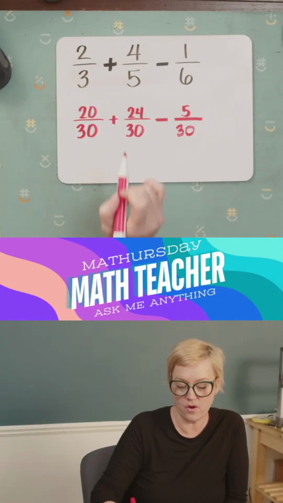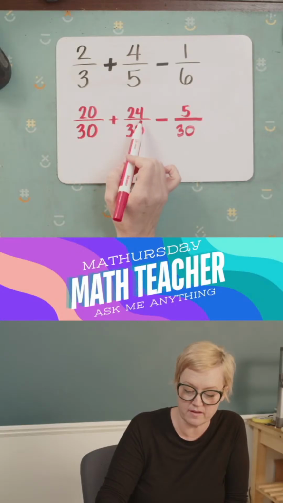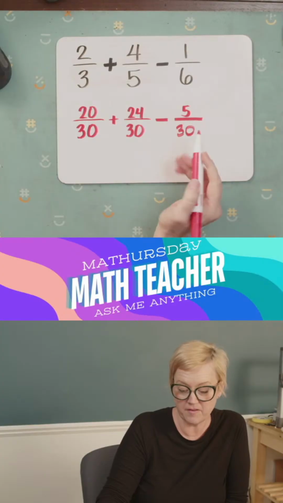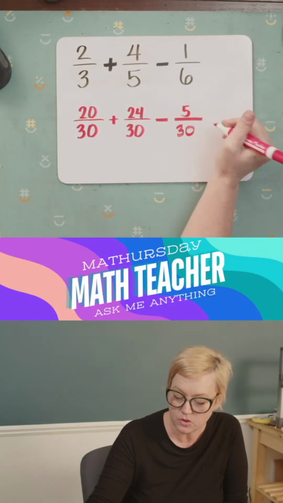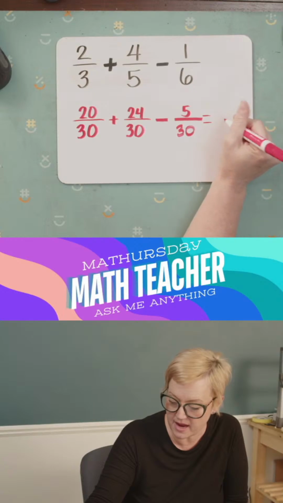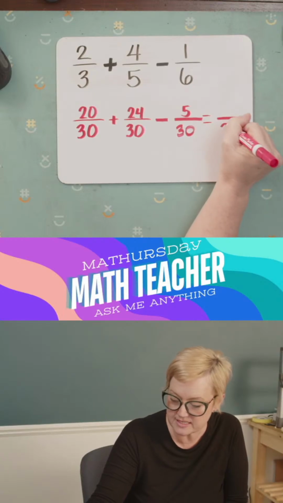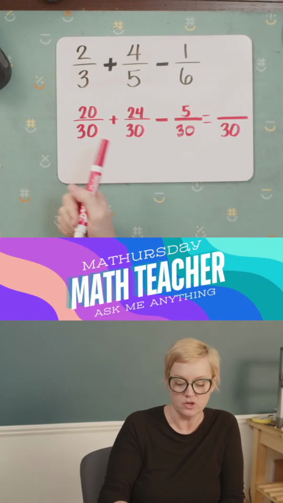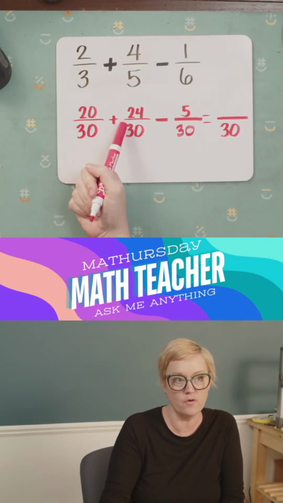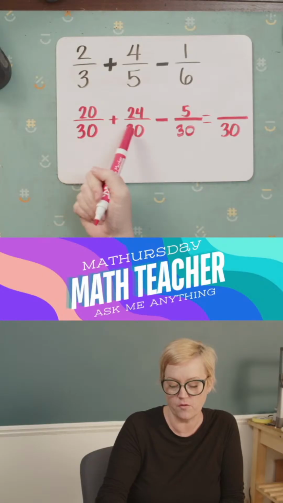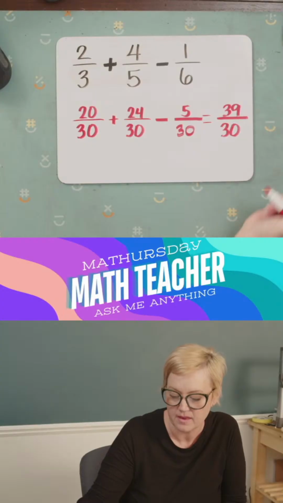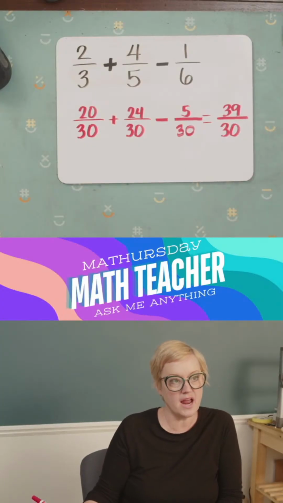So now we've got 20 plus 24, that's 44. 44 minus 5 is 39. Once they're all over the same denominator, that always stays the same, because now we're just figuring out how many pieces do we have, right? We had 20, we added 24, and then we took away 5. So we've got 44 minus 5, which is 39. Okay, so we have 39 over 30.